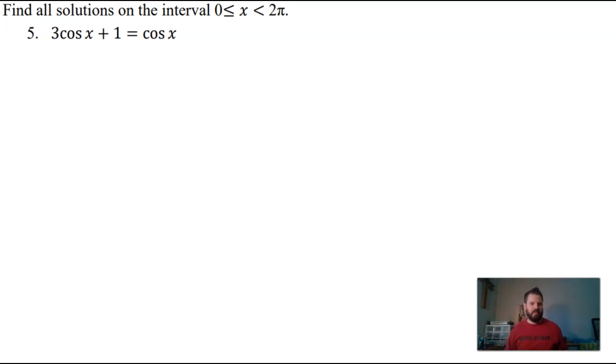Okay, next up we've got number 5 on the practice test. Let's give this a shot. Find all solutions on the interval 0 to 2 pi of this guy here.